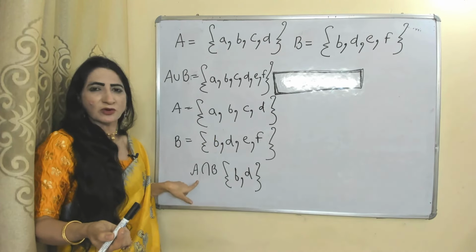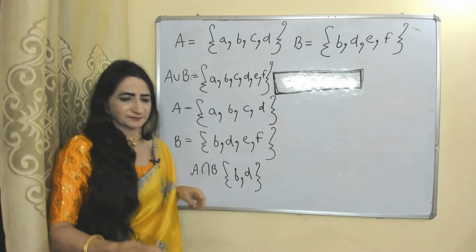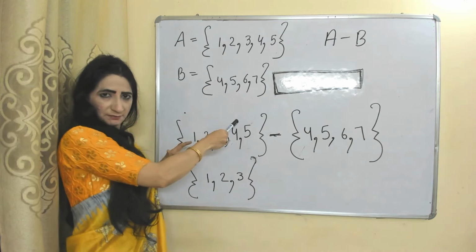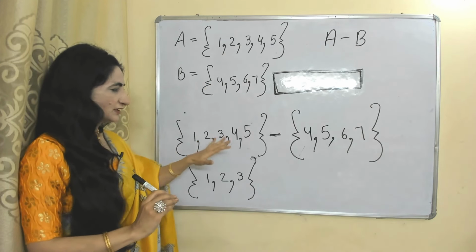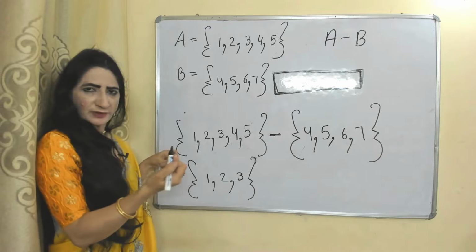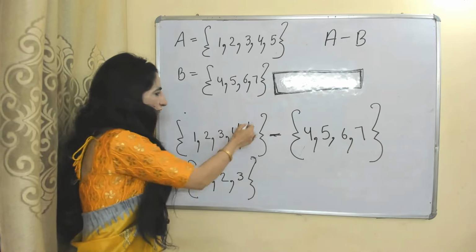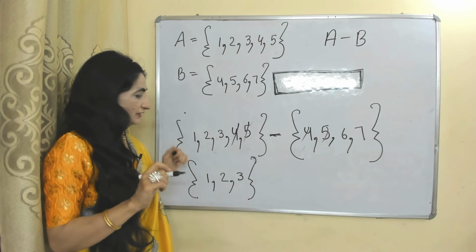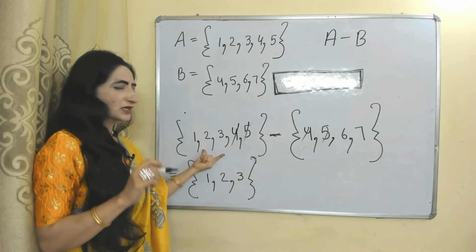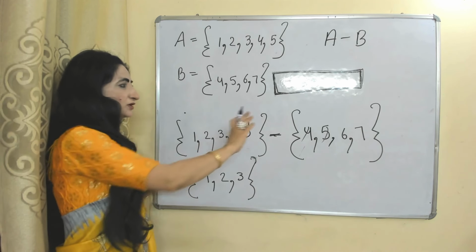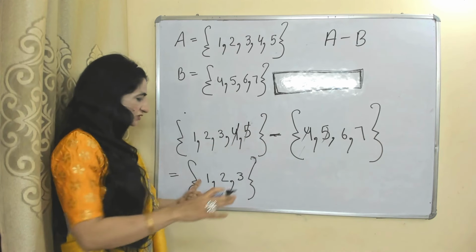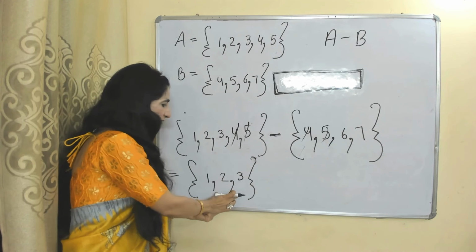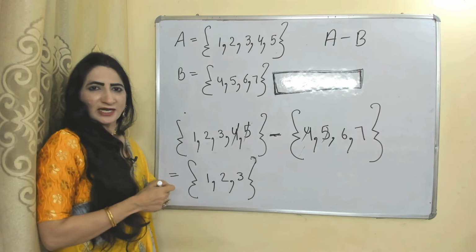So it will be called A intersection with B. Difference between A and B. A set, B set. In order to find difference, first of all we will remove common element. 4, 5, 4, 5 are common. So first of all we remove common element. Now we will write all remaining element of A, not any element of B. So these three are remaining element of A. So it will be called a difference between A and B.